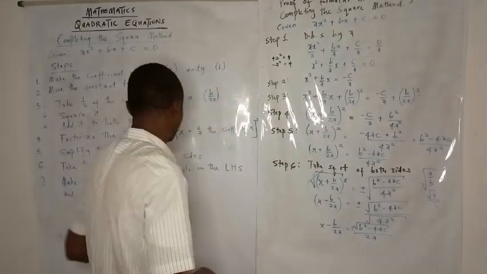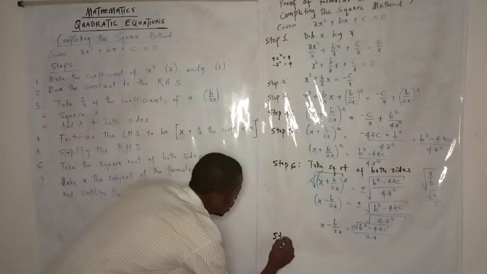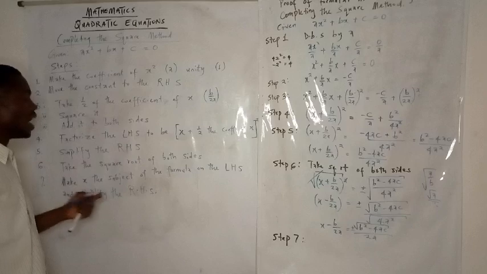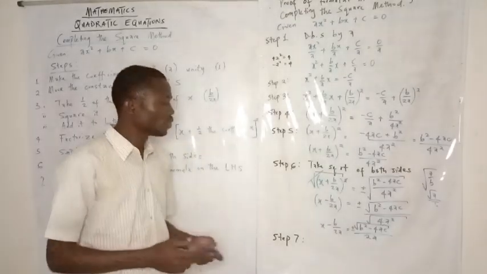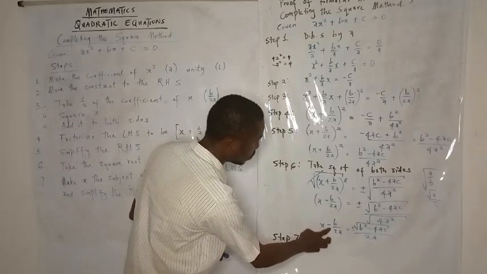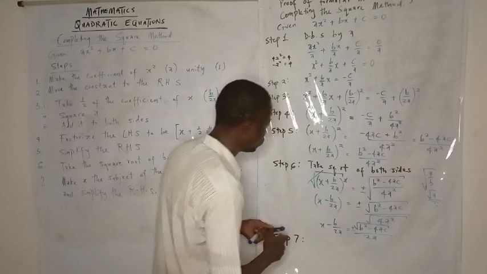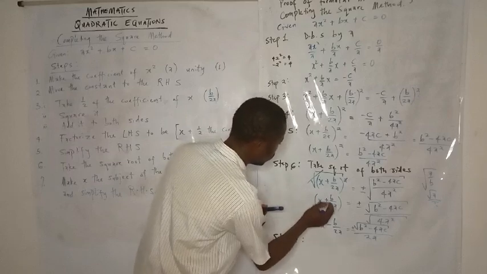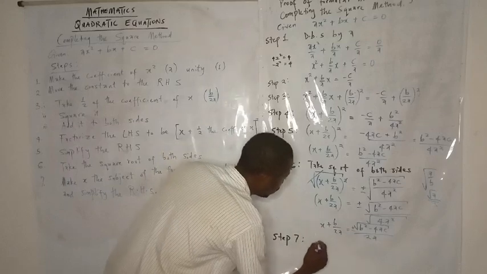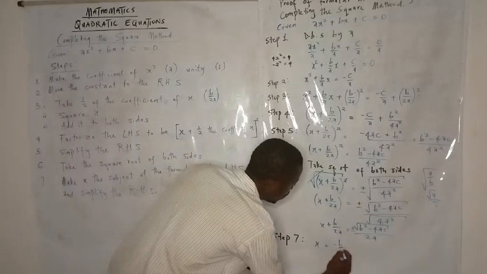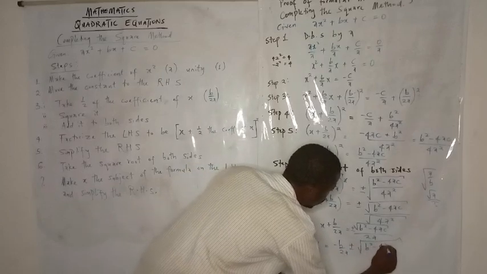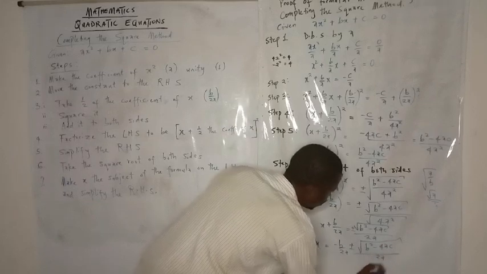Therefore, we come to step 7. Step 7 says we should make x the subject of the formula on the left hand side and simplify the right hand side. So for step 7, we make x the subject of the formula. We move this, sorry, this should be plus. We've been using minus, but this should be plus from here. So we move this to the other side, and we'll have x equal to minus b over 2a plus or minus square root of b squared minus 4ac all over 2a.